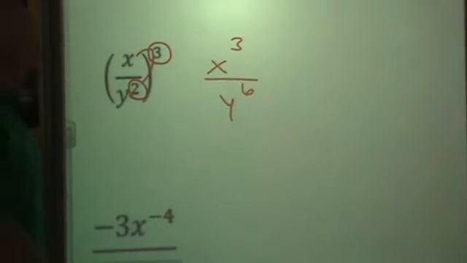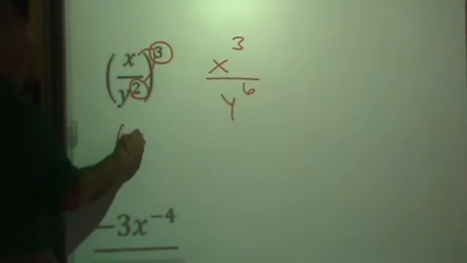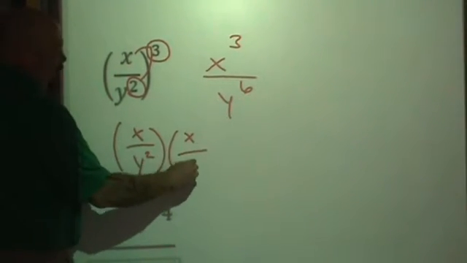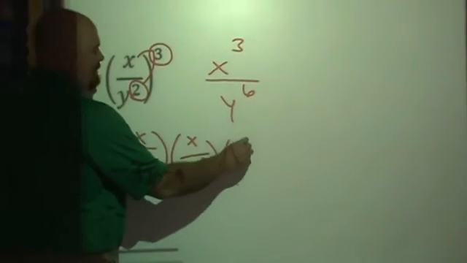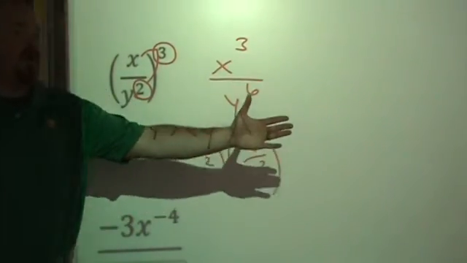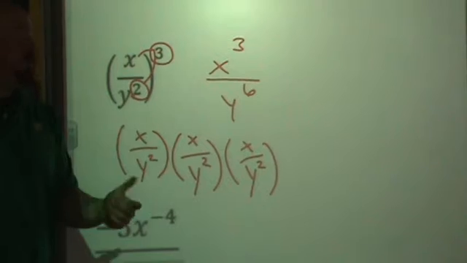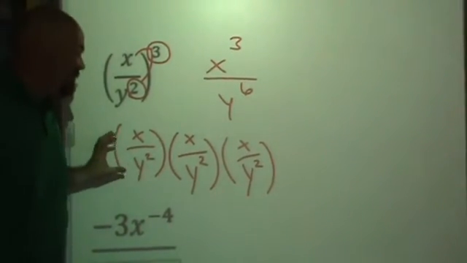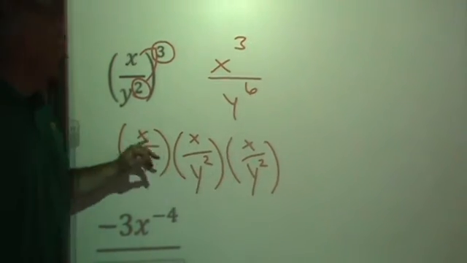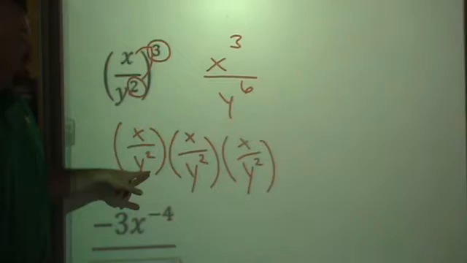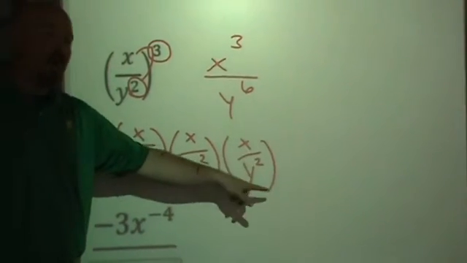Again, why does this work? Break it down. This is x over y squared times x over y squared times x over y squared. We can spell that out all we want, okay? What we're looking at here are the shortcuts for these. So I have x times x times x. When we multiply fractions, we multiply straight across. X times x times x is x cubed. Then y squared times y squared times y squared.